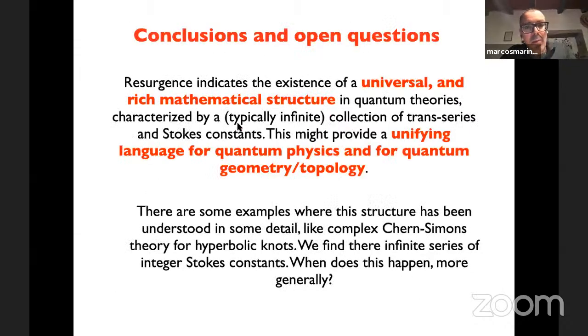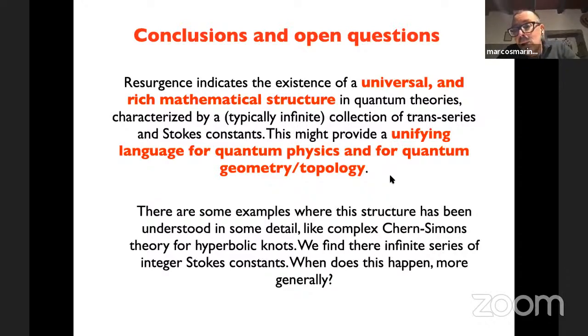Okay, so let me finish with conclusions. What I like about resurgence is that it is really a universal structure. Every time you have a perturbative series, you can apply this mechanism, and you know that there will be many surprises ahead. There will be a finite or infinite number of formal power series that you didn't know about. There will be Stokes constants. And in a sense, resurgence is the closest thing to providing a unifying language for quantum physics, because you can apply it in quantum mechanics, in quantum physics, and so on. And it also applies in quantum geometry and topology.